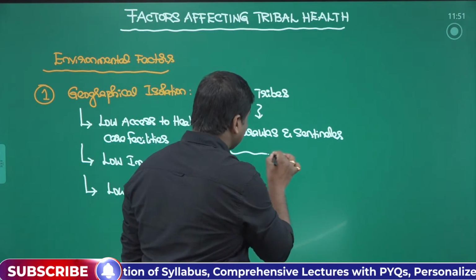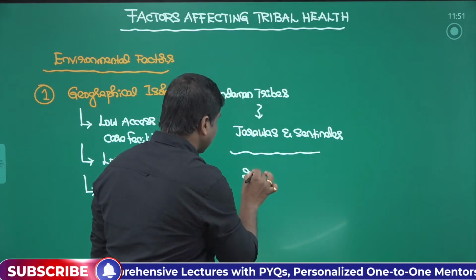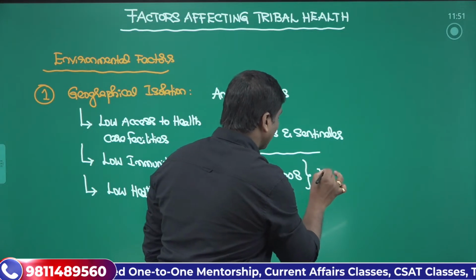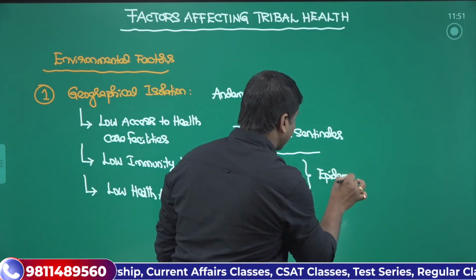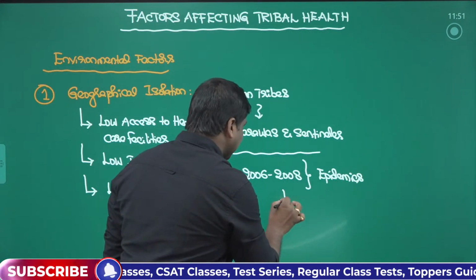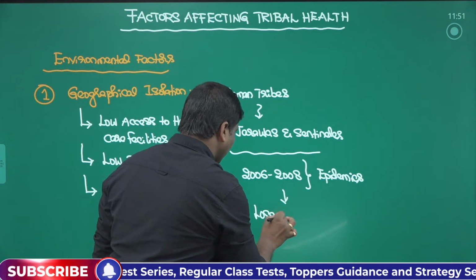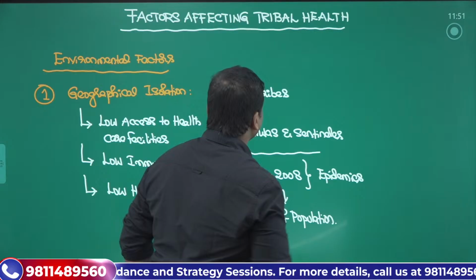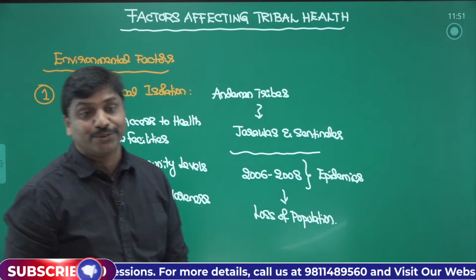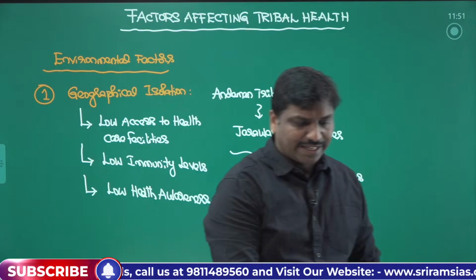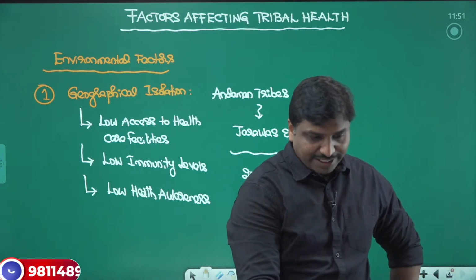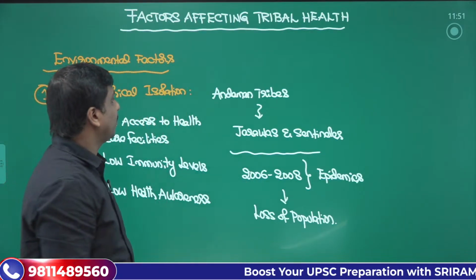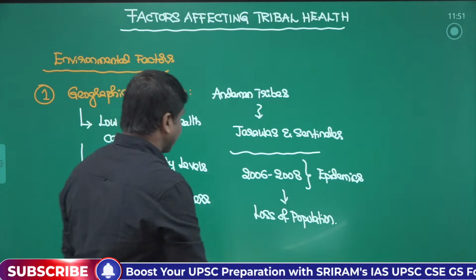So in 2008, what has happened? See, from 2006 to 2008, they were subjected to some epidemics. This led to loss of population. Usually even the simple entry of outsiders leads to this kind of issue. So when they are subjected to such things, there is every possibility that they will have such problems. So this is one important factor.